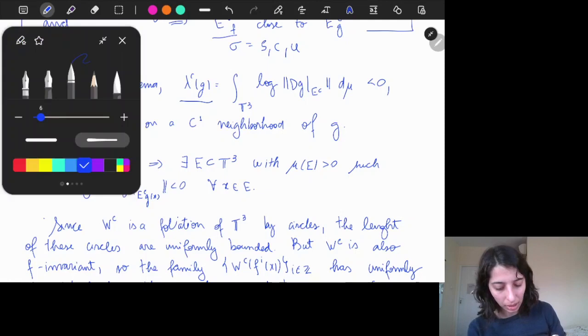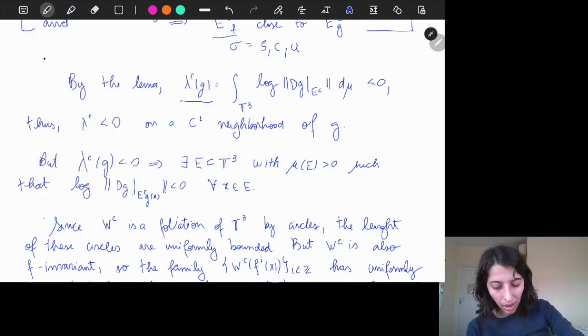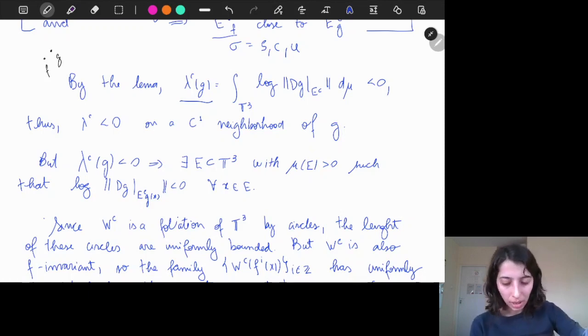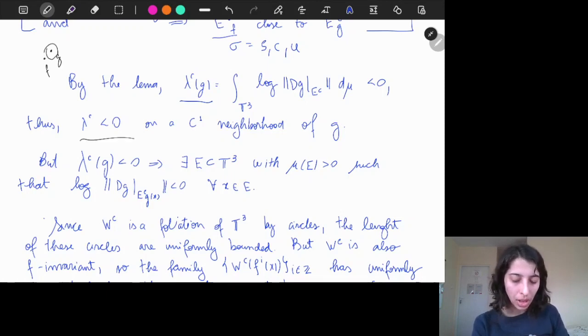So as I said, we started with f, we have g as close as we want, and then we have a neighborhood around g for which everyone in this neighborhood has negative Lyapunov exponent. Of course, this neighborhood should be small enough so it doesn't contain f, because f doesn't have a negative center Lyapunov exponent. The center Lyapunov exponent of f is 0.